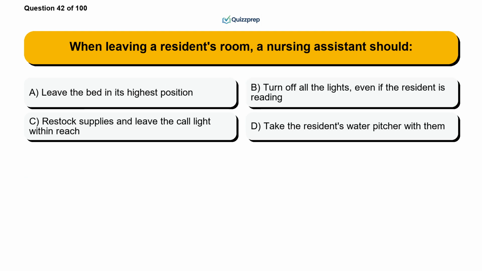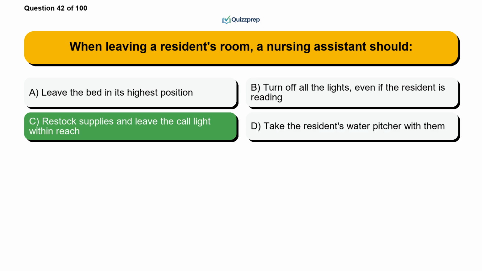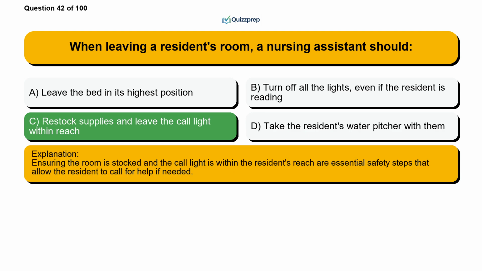Question 42. When leaving a resident's room, a nursing assistant should: Option A, leave the bed in its highest position. Option B, turn off all the lights, even if the resident is reading. Option C, restock supplies and leave the call light within reach. Option D, take the resident's water pitcher with them. The correct answer is option C, restock supplies and leave the call light within reach. Ensuring the room is stocked and the call light is within the resident's reach are essential safety steps that allow the resident to call for help if needed.